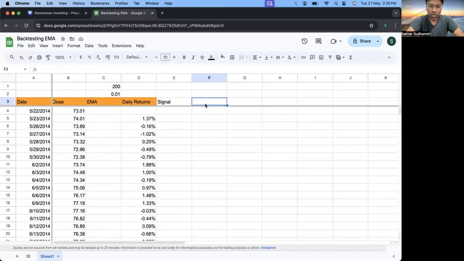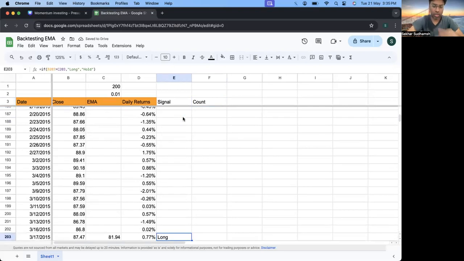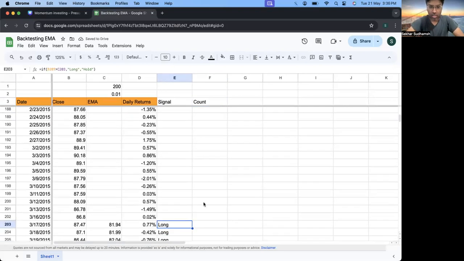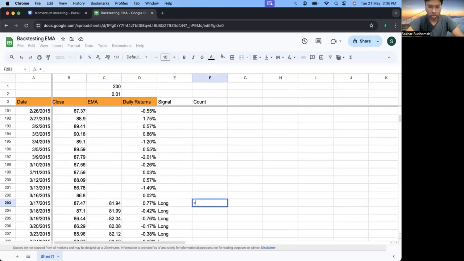Now let me also calculate the count or the number of times this signal was given, because we also need to keep a track of the number of transactions that we do, because for any strategy, if the number of transactions are abnormally high, then the strategy might not be worthwhile to pursue. Only if it is reasonably low, then we can do that.